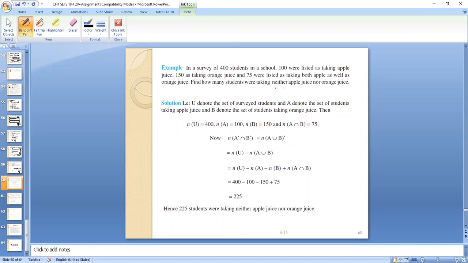Now we have to find the complement. This question is a bit different from the previous, right? Neither apple nor orange juice. So what we have to find, this we will see.